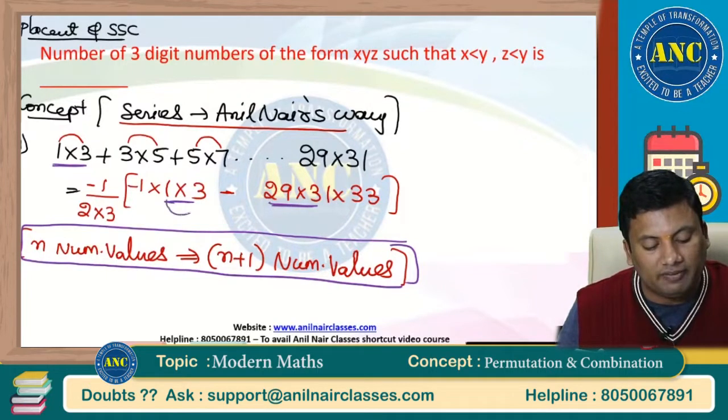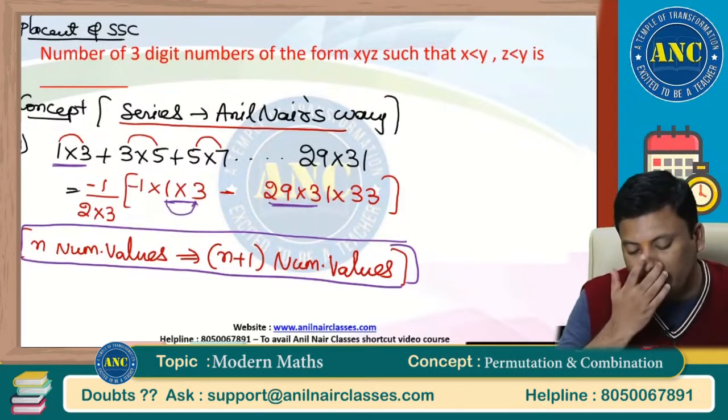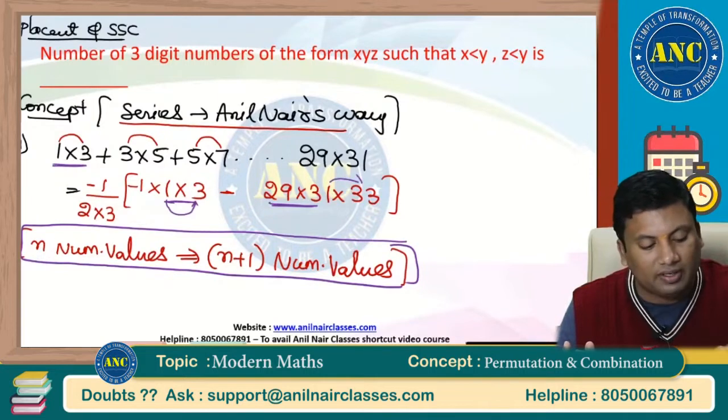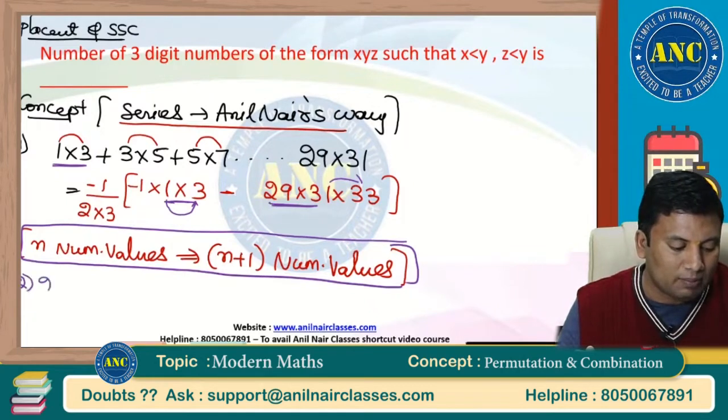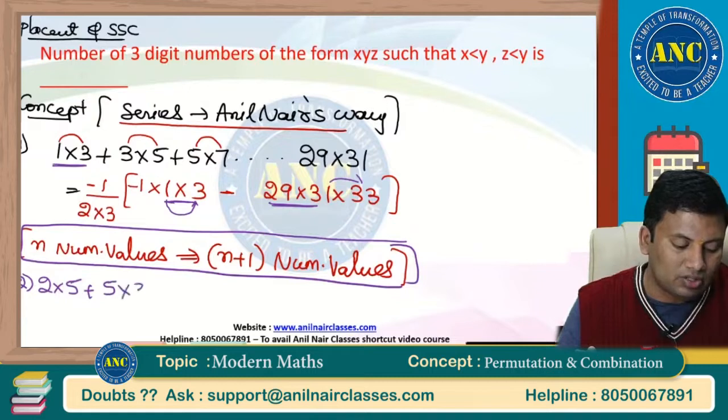1 and 3, the difference is 2. Go 2 units before, go 2 units after. Divide by the difference, 2 units. 2 numerical values are becoming 3. One more example, then I will solve this problem. By knowing this shortcut, you can reduce a lot of time.